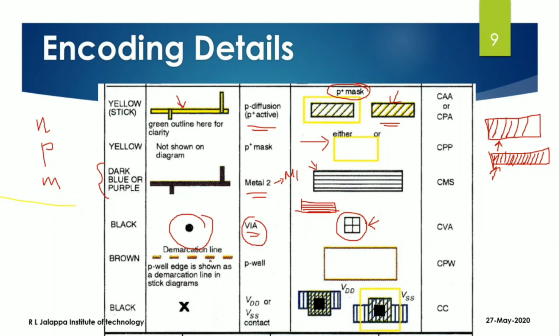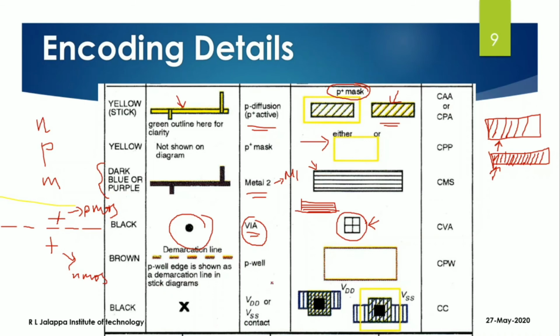Next is demarcation line. This demarcation line is a dotted line like this. It's a broken line. If you write any transistor above the demarcation line, this will be PMOS. If you write any transistor below the demarcation line, it is termed as NMOS.